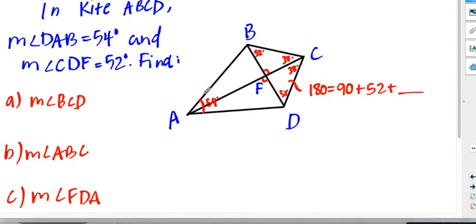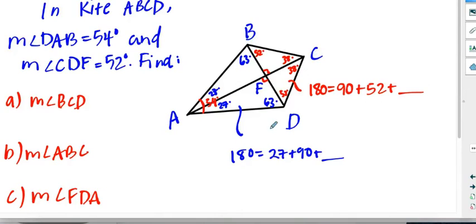Now this diagonal bisects this angle. So if this is 54, here's 27 and 27. And now we do that triangle thing again. So we have 180 equals 27 plus 90 plus our missing angle. And I get 63 degrees. And then this is symmetric, so 63 over here. And once you have that all filled in, then you can answer the questions.